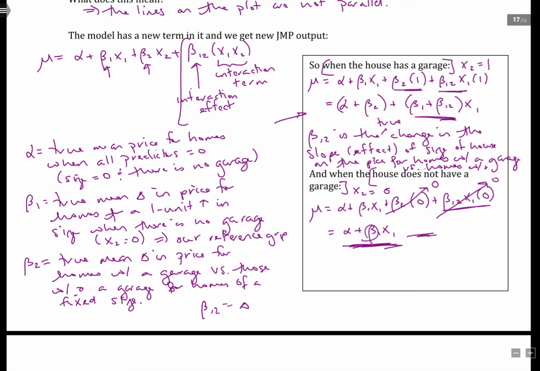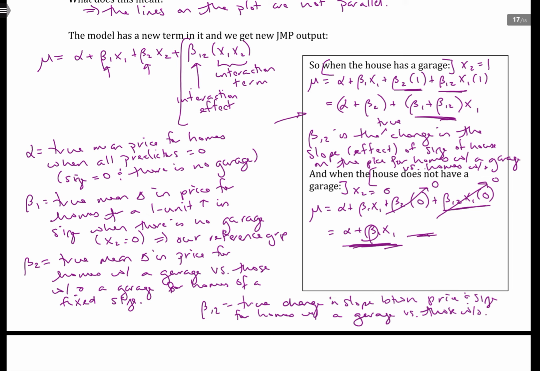So it's the true change in slope between price and size for homes with a garage versus those without.